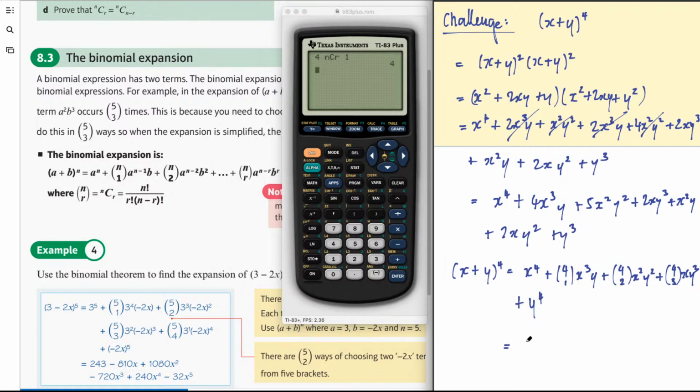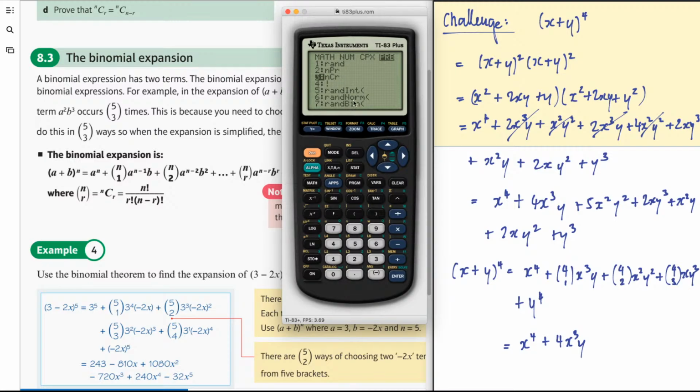So remember, I'm looking at this example, x plus y to the power of 4. The first term is x to the power of 4. Then I have 4x cubed y, and then 4 choose 2. So I put 4 in, and then maths. I go to this function. Then I go to NCR.